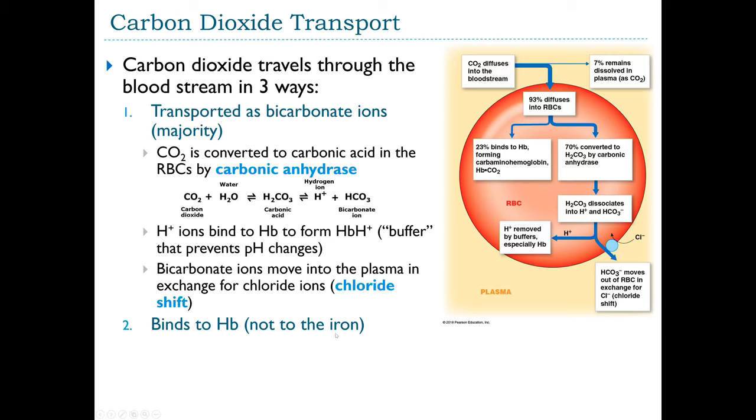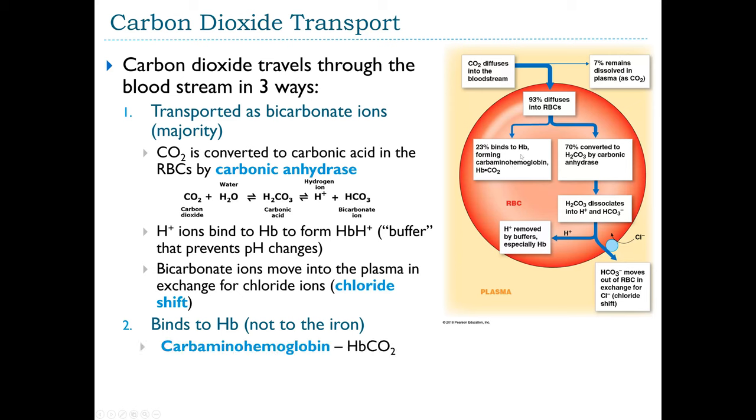The second way that carbon dioxide travels through the bloodstream is that it can bind directly to the hemoglobin. It doesn't actually bind to the iron like the oxygen does, but it can bind to portions of the protein chains. So going back to our picture, if we look at the 93% that diffuses into red blood cells, we already talked about the majority of that going on to become bicarbonate ions, but 23% of that is going to bind directly to the hemoglobin.